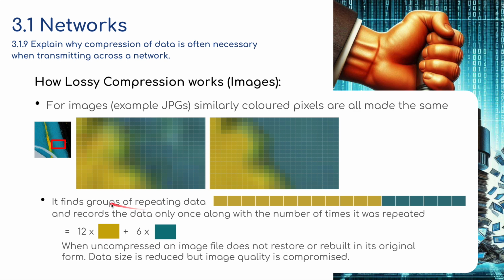So it finds the groups of repeated data, or in this case, the repeated colors, and records the data only once, along with the number of times it has been repeated. For example, this orange or yellowy color here, the ochre, has been repeated 12 times, and the green has been repeated 6 times. So when uncompressed, an image file does not restore or rebuild to its original form. Data size is reduced, but image quality is compromised, as you can see.